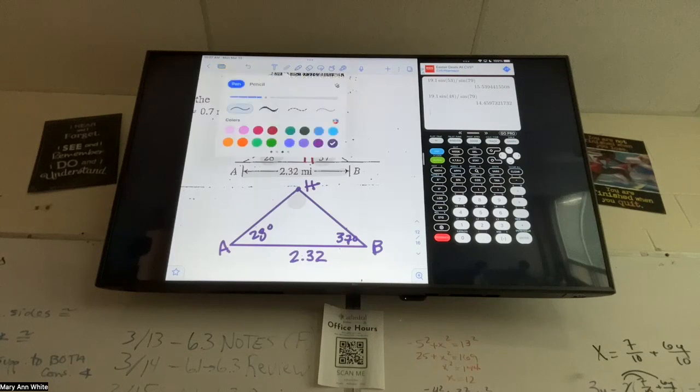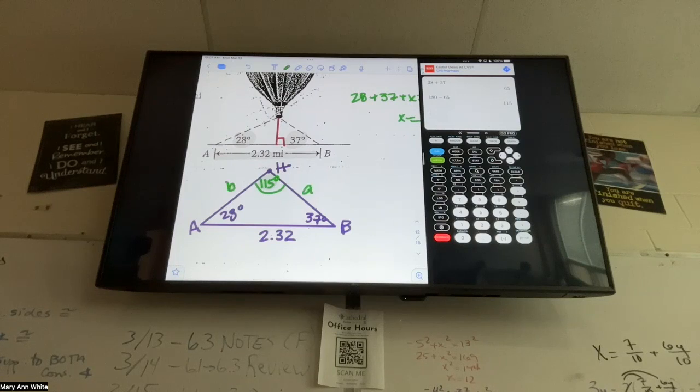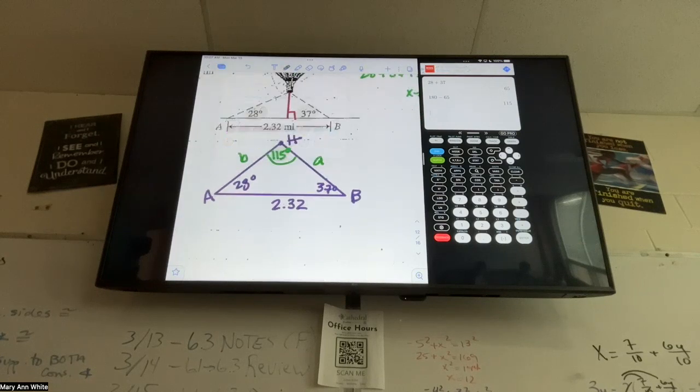Good. So just like we've done on the other ones, we know that all the angles add up to 180. So 28 plus 37 plus something equals 180. 28 plus 37 is going to be 65. So 180 minus 65 is going to be 115. That angle up there is 115. Okay. And now I don't care if you find little a or little b, but we have to find one or the other. Does anyone care one way or the other? Nope. Okay. We'll just find little a.